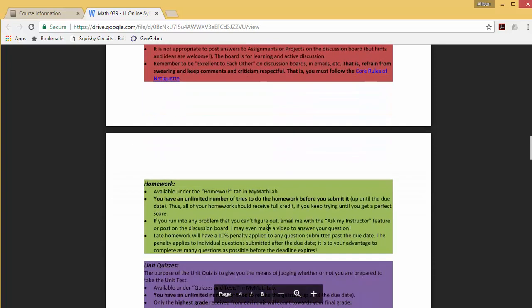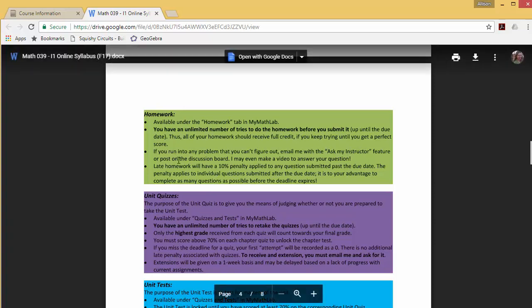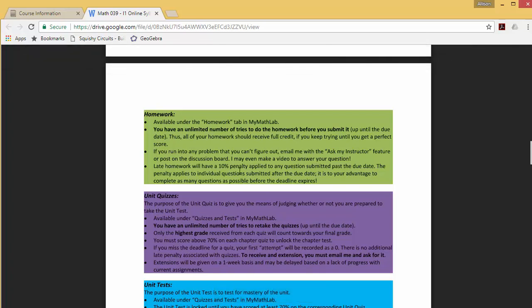Okay. The next topic is homework. Homework, self-explanatory, I think. These are the problems that you get to do over and over again until you get them correct, or frustrated, whichever comes first. But if you run into any problem that you can't figure out, you can email me with the Ask My Instructor button, and I'll definitely respond. I may even make a video to answer your question. You can use the Help Me Solve This. You can use many of the resources that are available in the help section of the homework.